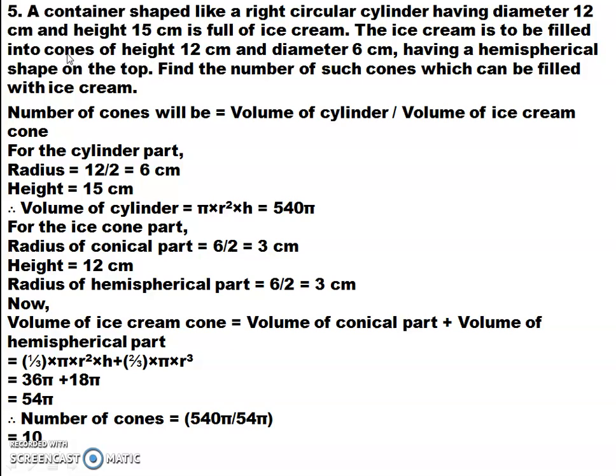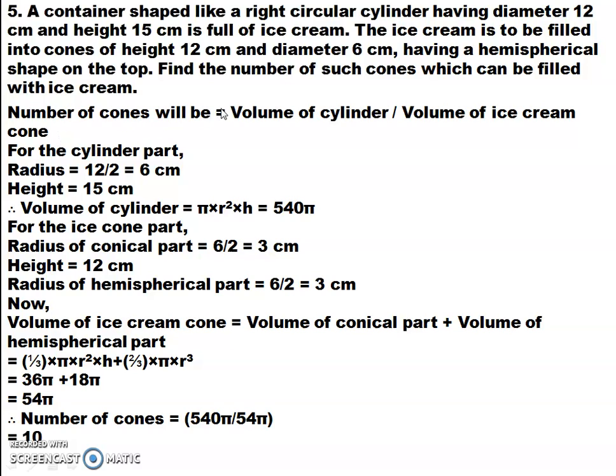What is the volume of a cone? Volume of a cone is 1 by 3 pi r squared h. What is the volume of a hemisphere? It is 2 by 3 pi r cube. So you learned the three formulae for volume of a cylinder, volume of a cone, volume of a hemisphere. Now we'll get into the answer.